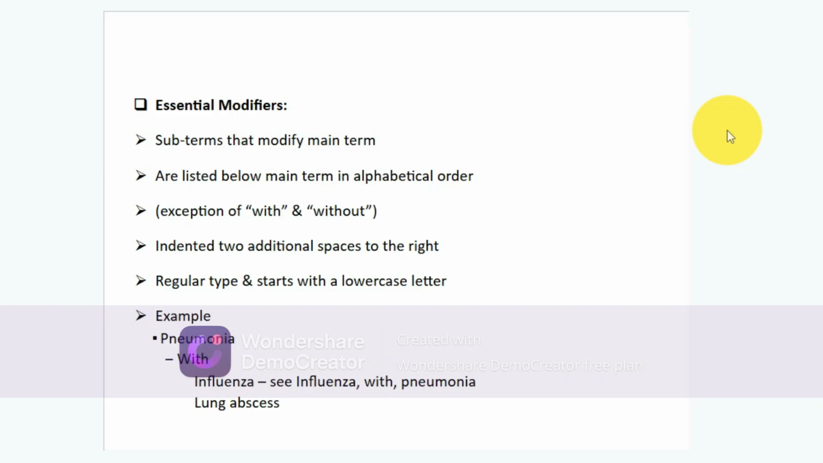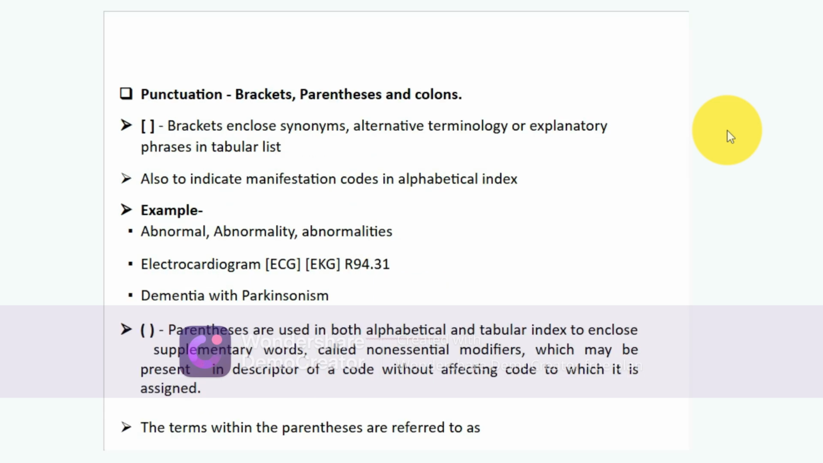They are indented two additional spaces to the right and they start with a lowercase letter. Example here: pneumonia with influenza, influenza with pneumonia, lung abscess. These all are examples. Punctuations: brackets, parentheses and colon. Square brackets enclose the synonyms, alternative terminology and explanatory phrases in the tabular list.